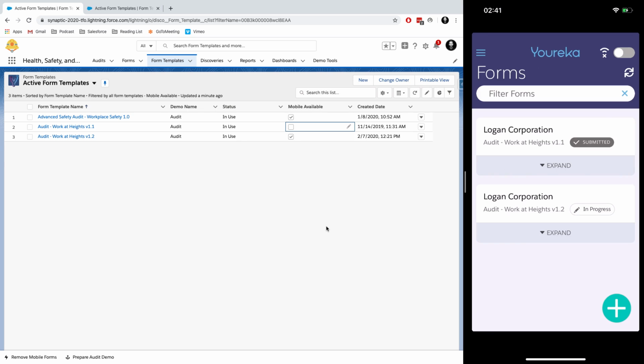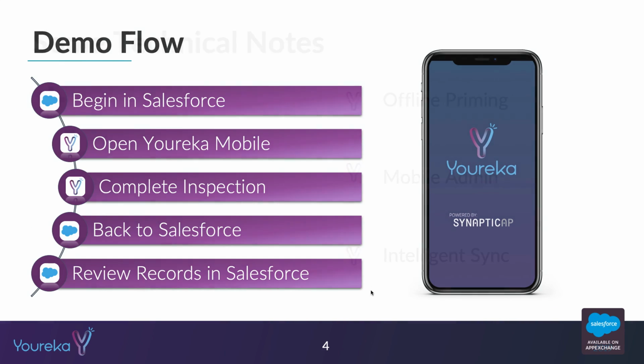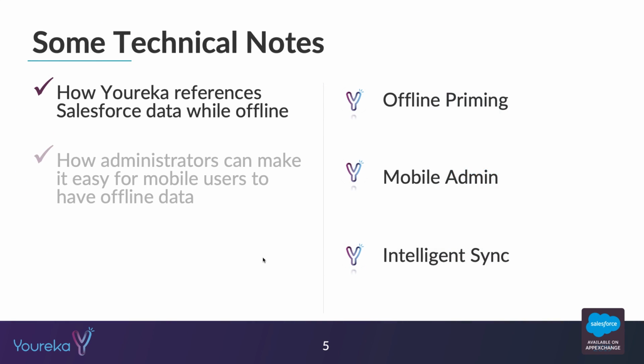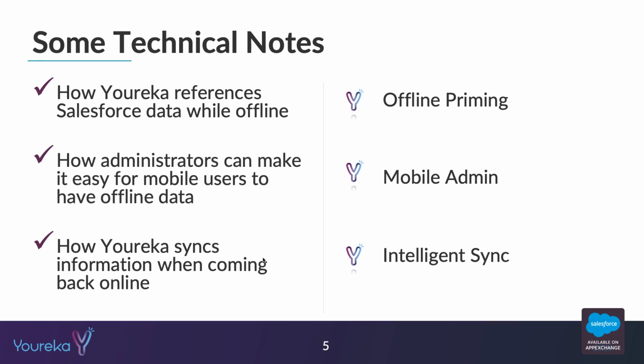So there's a couple of things that I want to show you as a part of this process. When we talk about going offline, there's a couple of technical notes that I want to make sure are understood. The first thing is, a lot of questions that we get are, how does Youreka reference information in Salesforce records offline? And the answer is through offline priming. We're actually priming records to the Youreka application so that we can make references to them without connection.